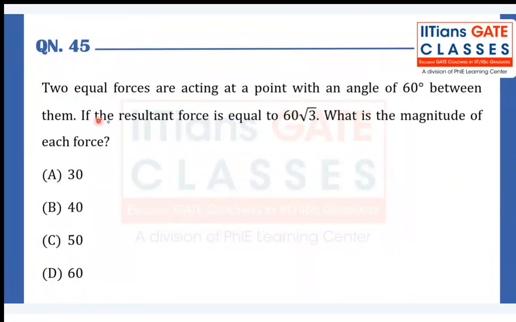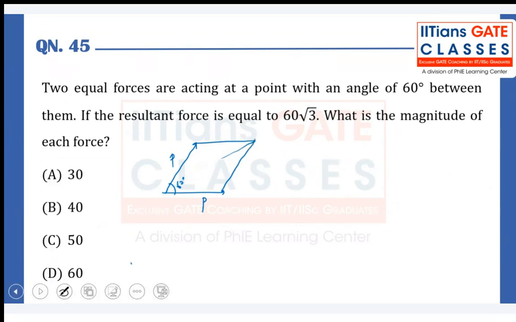Coming towards the next question, this is from mechanics. We have two forces which are acting at a point with an angle 60 degree between them. The resultant is given. What is the magnitude of each force? So we have two equal forces. Let's call them P and P. The angle between them is also given to you, 60 degree. Imagine the resultant is something like this. This is the resultant.